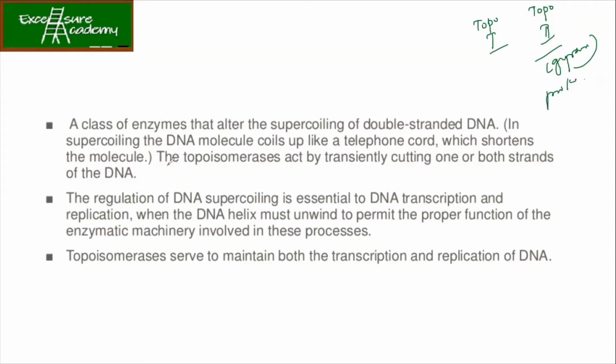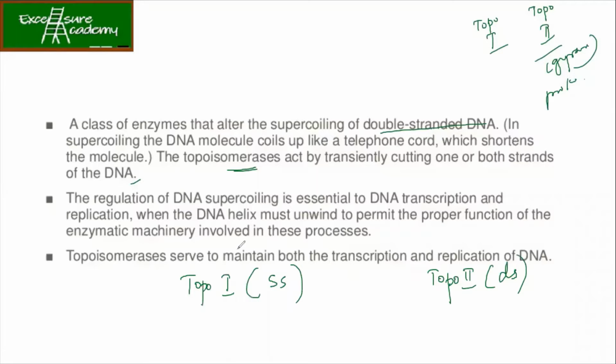These are the class of enzymes which alter the supercoiling of double-stranded DNA. Double-stranded DNA supercoiling is the twisting, like what we see in a telephone cord. These topoisomerases act by transiently cutting one or both strands of the DNA. Very simple. Topoisomerase 1 is going to cut your single stranded DNA. Topoisomerase 2 is for your double stranded. It is easy to remember also.